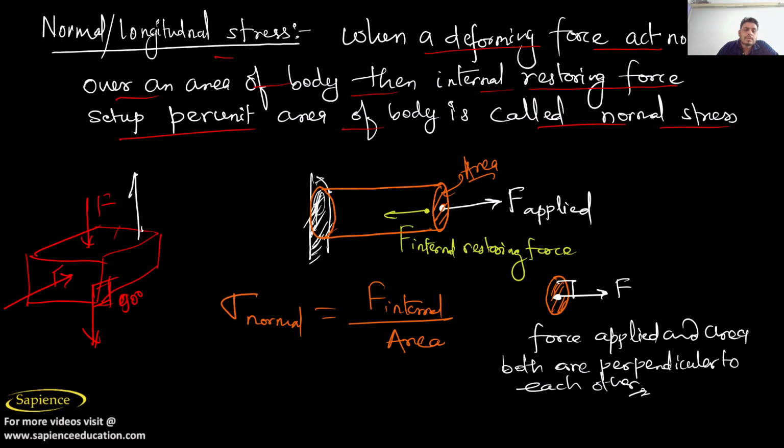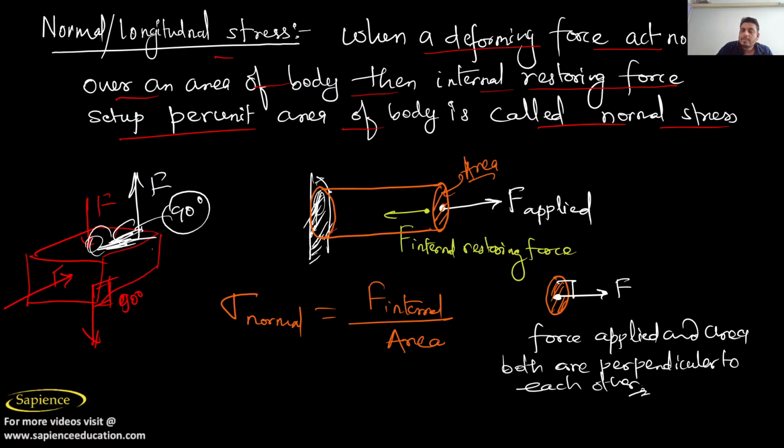If you are taking a force like this, and there is an area like this, so this is your 90 degree, this is your 90 degree, right? So force by area. See here, force and area both are perpendicular to each other. Then the stress produced in this scenario is known as normal or longitudinal stress.